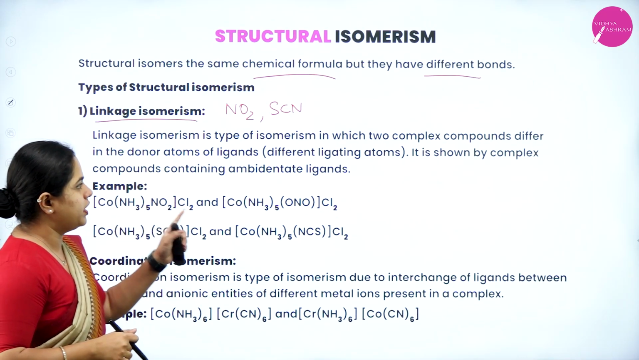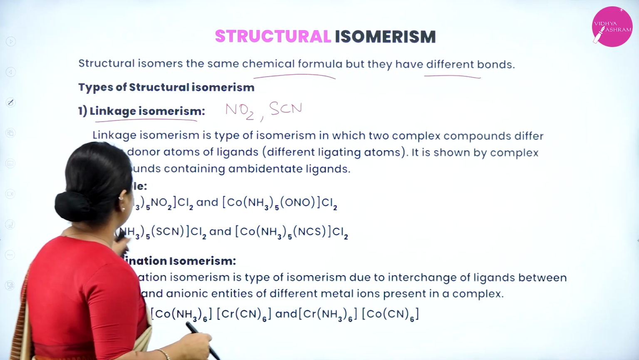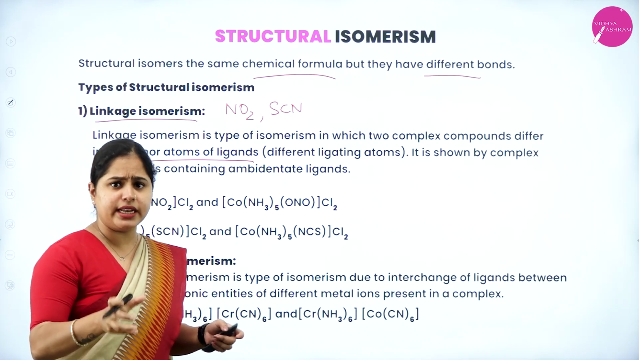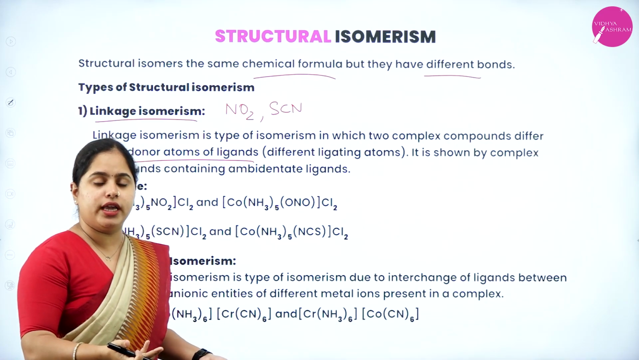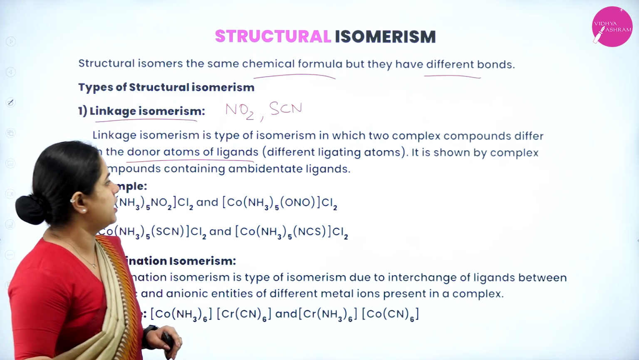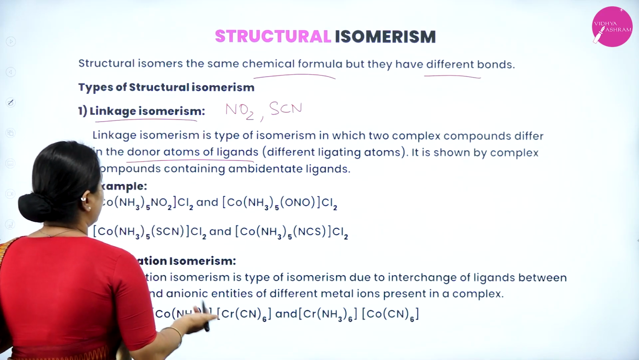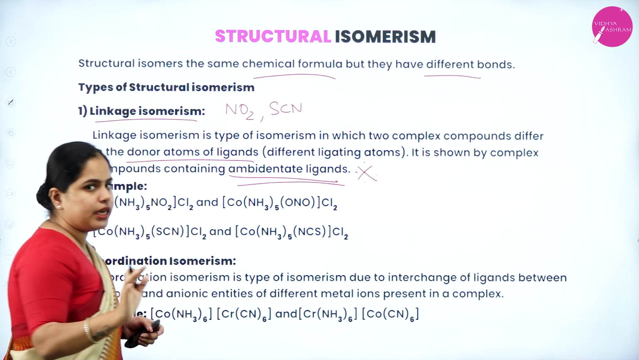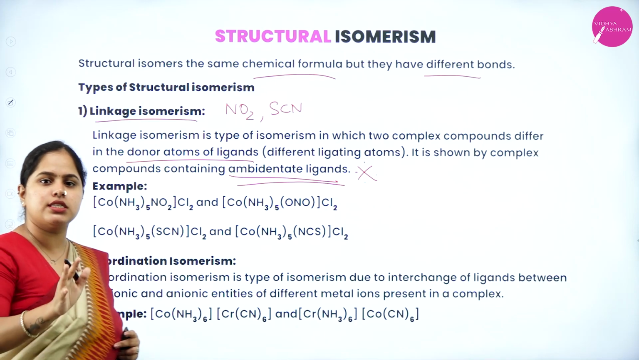It is a type of isomerism in which two complex compounds differ in the donor atoms of ligands. Which atom in that ligand is donating the electrons? Based on that, you will have two different isomers, right? It is shown by complexes containing ambidentate ligands. This is very important. If ambidentate ligands are present, of course, it is a linkage isomer.